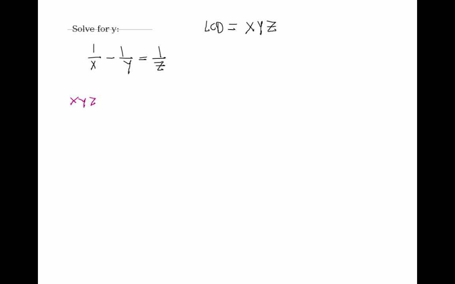You notice that I am not adding or subtracting these fractions. I'm multiplying each term by xyz to eliminate the fractions. So here I get 1 over x, 1 over y, 1 over z. By doing that, you'll notice that the x drops to 1, y reduces to 1, and so does z.